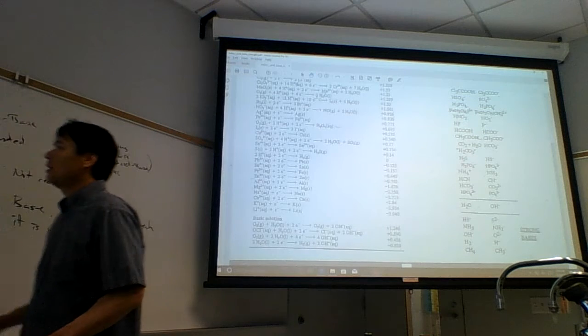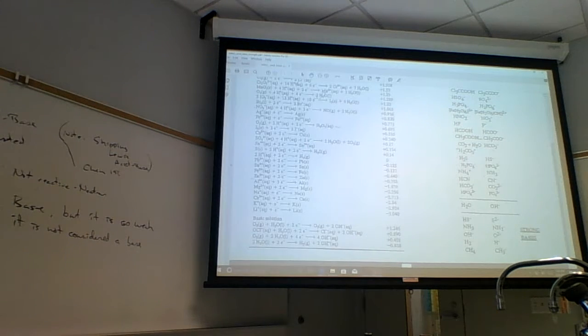All right, but that's not all we look at. So we look at metathesis, we look at acid base, and we look at redox.